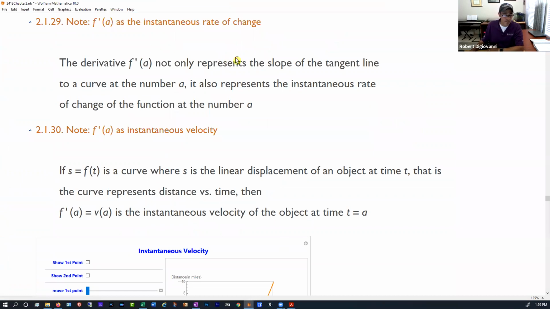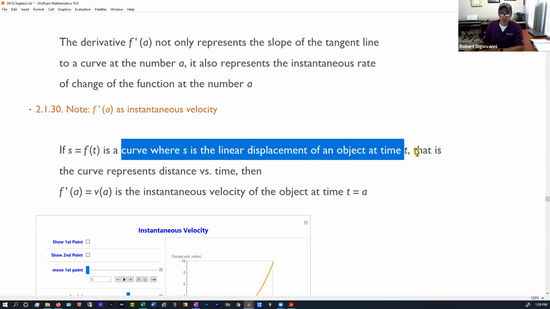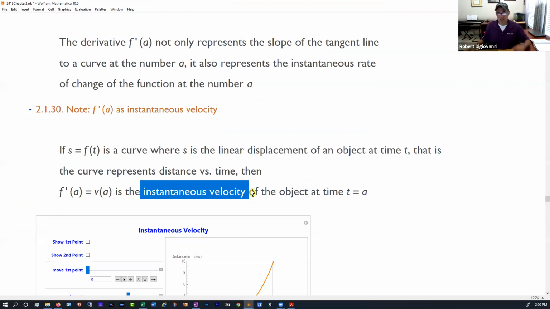So, instantaneous rate of change. What I've said here in this note is that if your original function is a curve which gives you linear displacement of an object, that basically means if your function is telling you where you are at every point in time, then the derivative gives you the instantaneous velocity or speed. That's what I just said, right? If you have a position function where you are at every point in time, then the derivative gives you the instantaneous speed.